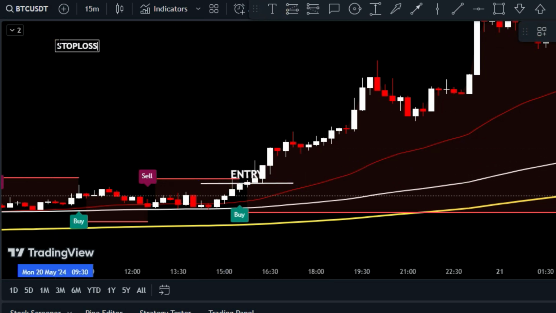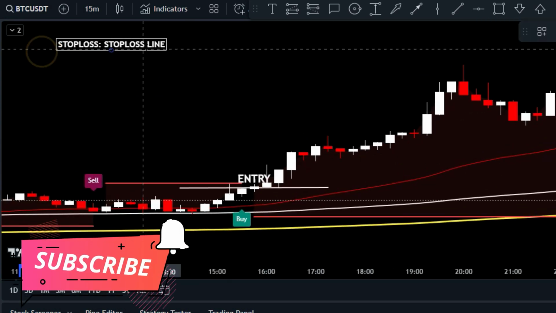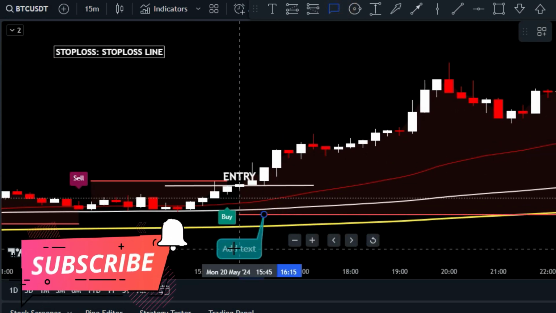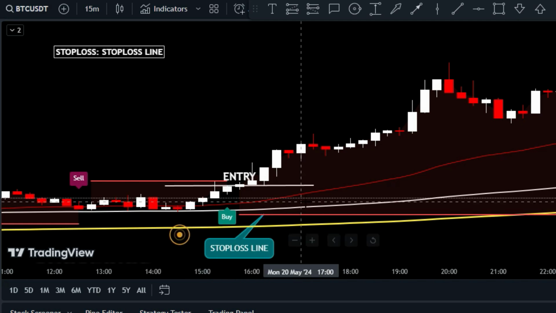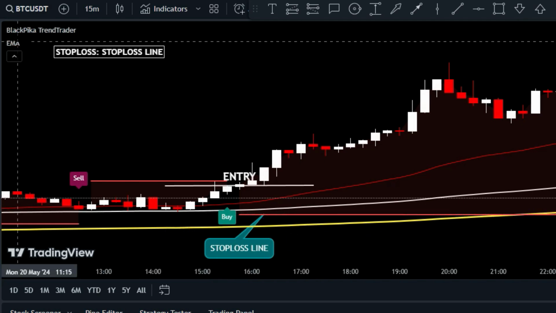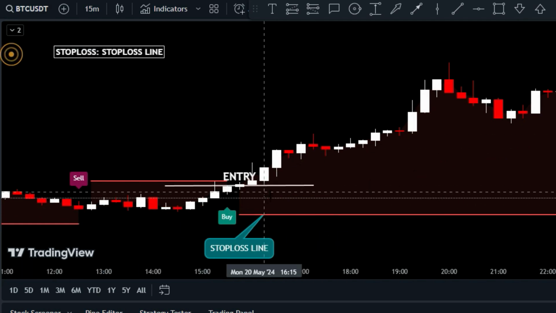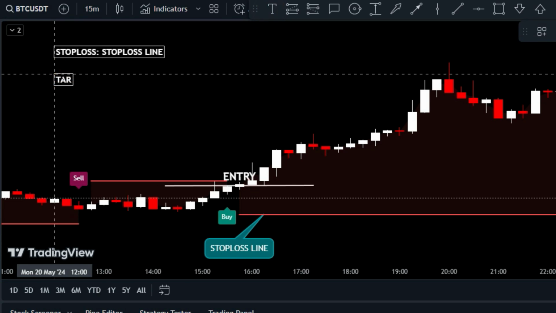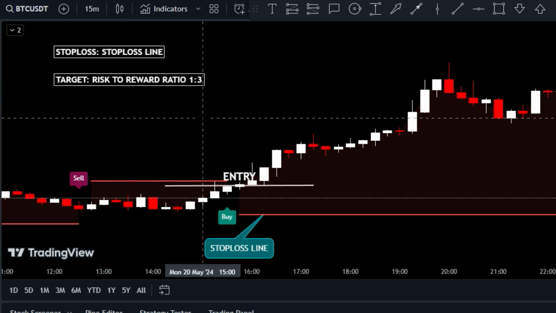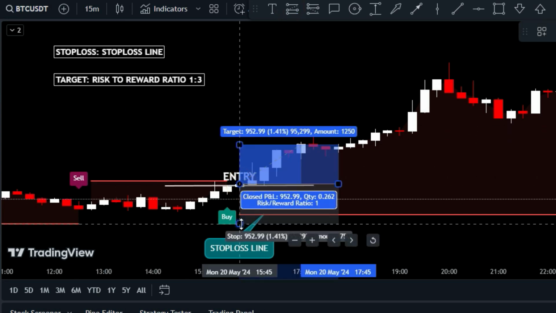Then you should place your stop loss right underneath the stop loss line drawn by the Black Peacock indicator. And for the take profit, we're aiming for a risk to reward ratio of 1 to 3. That means for every dollar you risk, you're aiming to make $3 in profit.